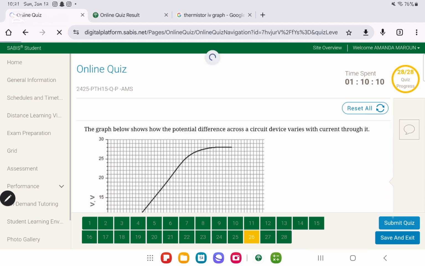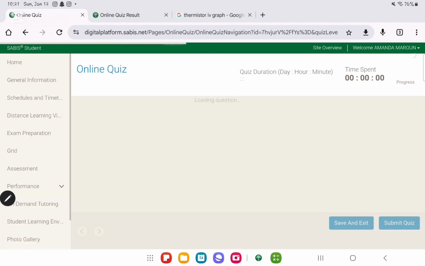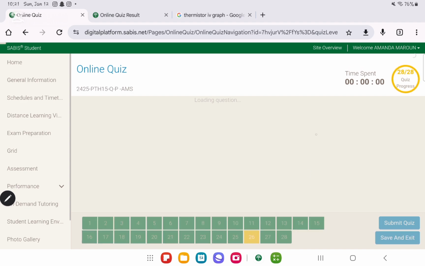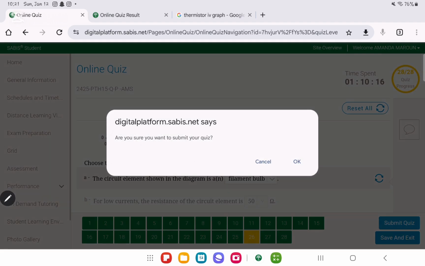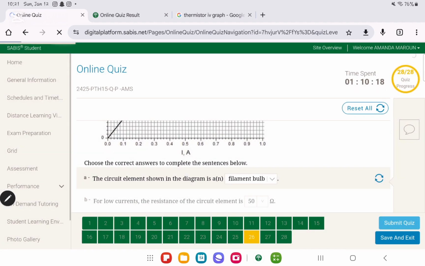So I'm just gonna keep it like this as a filament bulb because they are mistaken for sure.